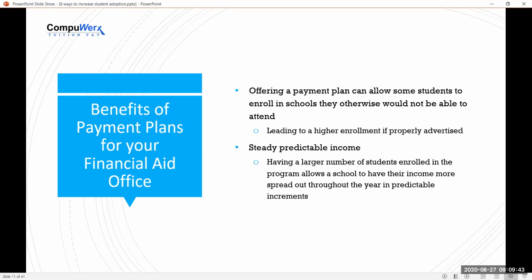Offering a payment plan could allow some students to enroll in school who otherwise could not attend, leading to higher enrollment if properly advertised. It also provides steady, predictable income for the school. If a large number of students in your school enroll in the payment plan program, it allows the school to have their income more spread throughout the year in predictable increments.